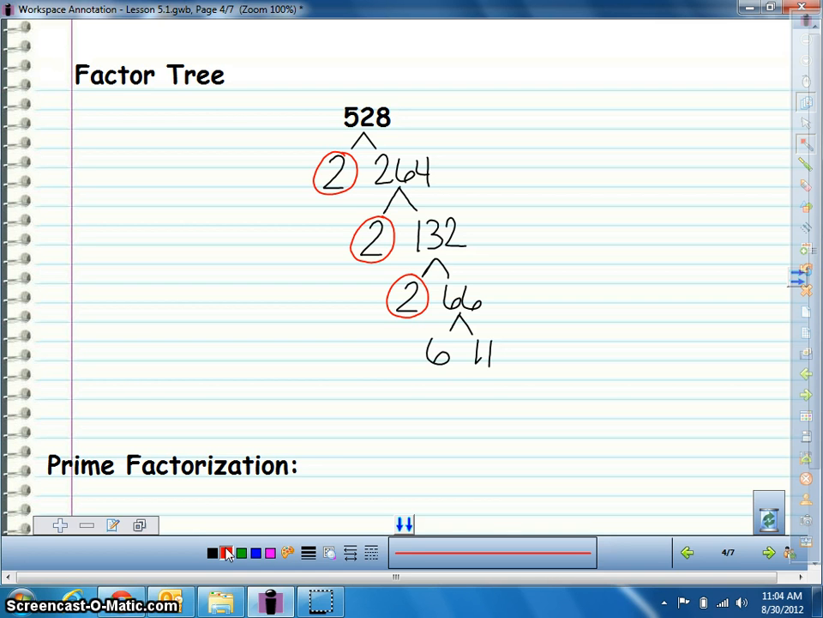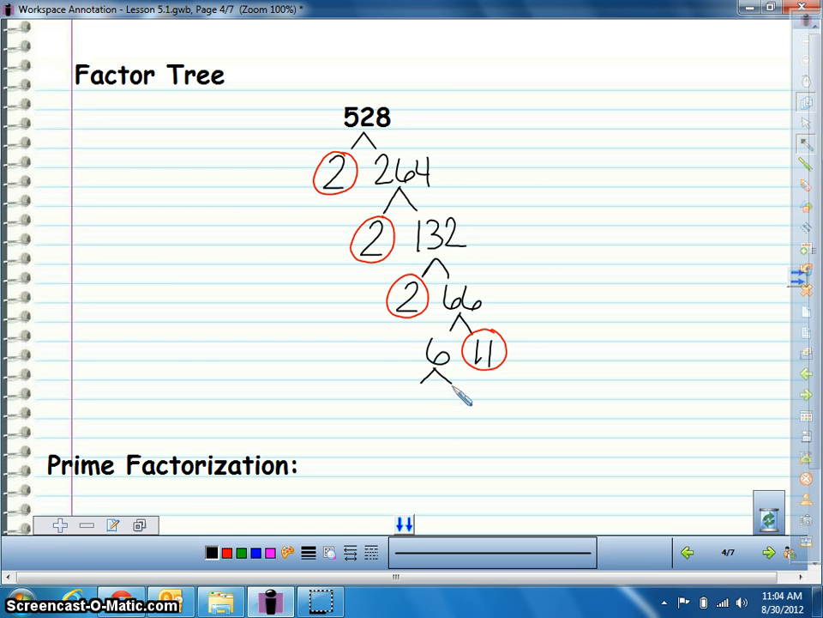Is 6 a prime number? Nope, that one has more than one factor. But 11, that's another dead end, so I'm going to circle that one. So now back to 6. If it's composite, it gets those legs again.